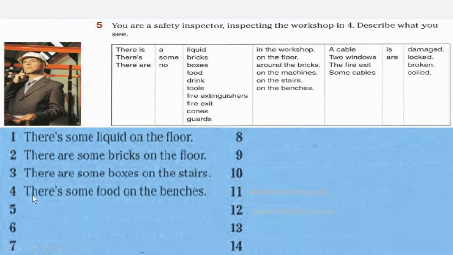Let's see number four. There is some food. Food in English is uncountable, so I use some. Where? On the benches. So we have prepositions like on, around. Okay, these are the prepositions. Five. There is some drink. Drink is uncountable. Where? On the benches.